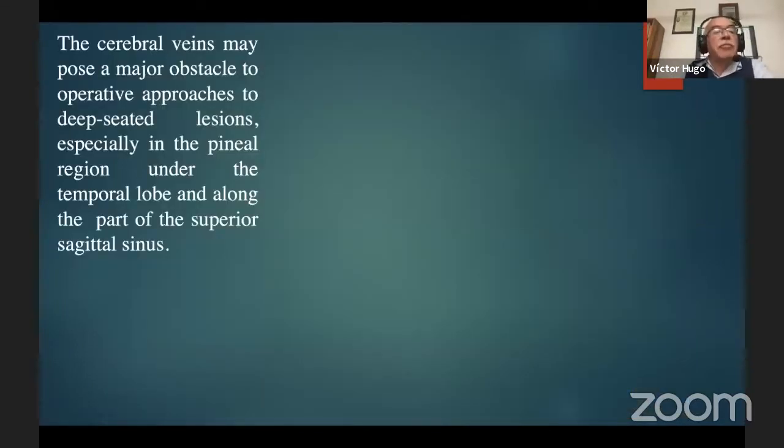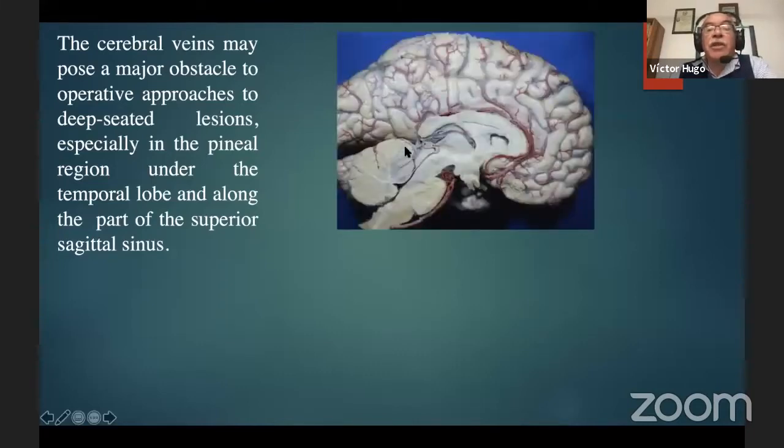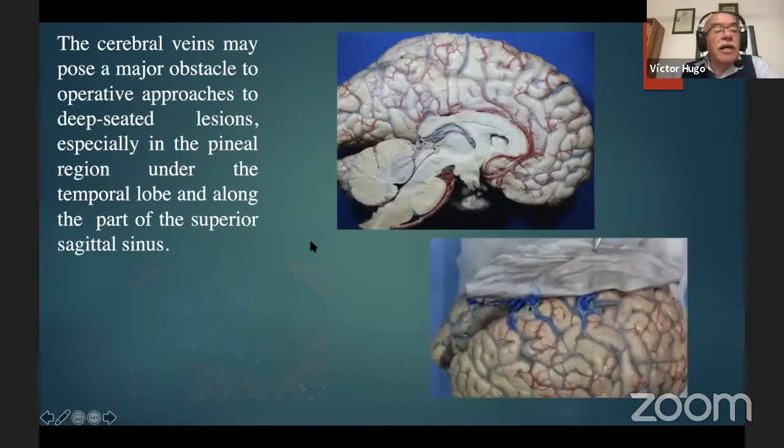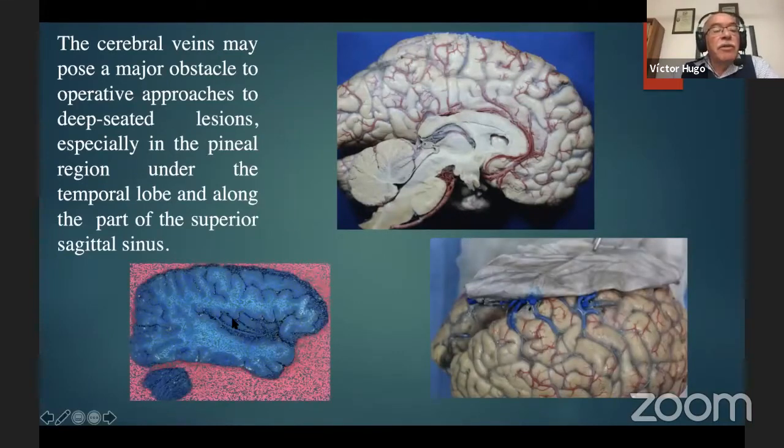The cerebral veins may pose a major obstacle to operative approach to deep-seated lesions, especially in the pineal region, in this part of the brain, under the temporal bone, and the part of the superior sagittal sinus. This is the superior sagittal sinus, and these are anastomotic in the lateral aspect of the brain.